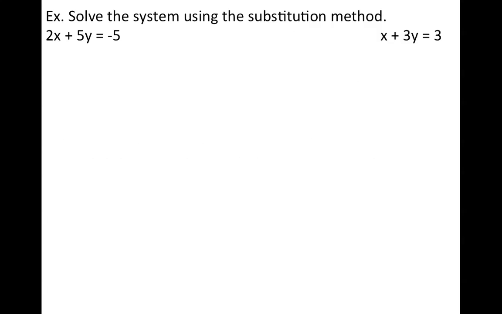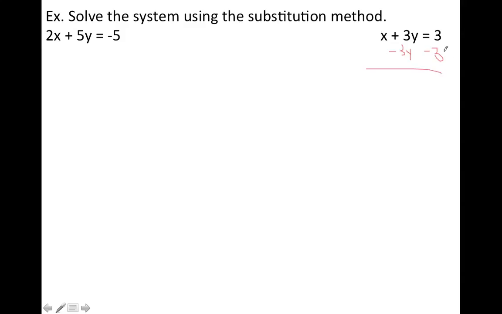So for our first example, we have our two equations, 2x plus 5y equals negative 5, and x plus 3y equals 3. Now, when I use the substitution method, I always look to find a variable that has no number out front, because it's easiest to solve for. We won't have to divide by any number. So I look at my second equation here, and I have x plus 3y equals 3. So the first step of substitution is to get your one variable by itself. So we need to subtract everything to the other side. So we subtract 3y to both sides.